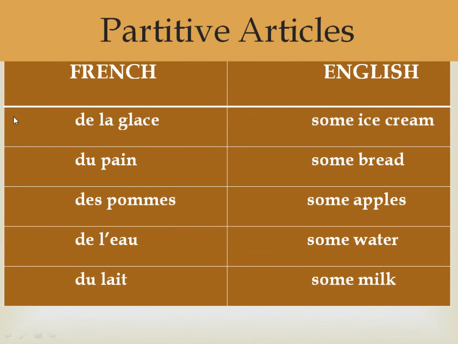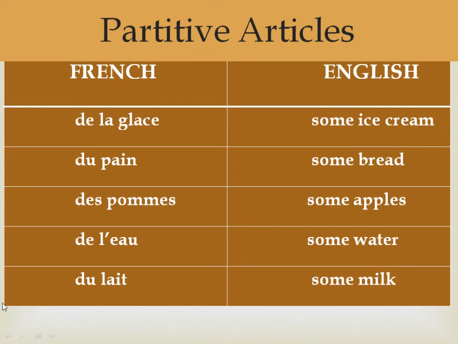There are some examples of partitive articles. De la glace, some ice cream. Du pain, some bread. Des pommes, some apples. De l'eau, some water. Du lait, some milk. So here you can say in the first one, de la glace is feminine, so we have used de la, and we have not dropped the A of de la because G is a consonant. But if we see this case, de l'eau, some water, we have dropped the A of de la because E is a vowel and two vowels cannot come together. Now, du pain, that means that bread is masculine. So these are the examples of partitive articles.